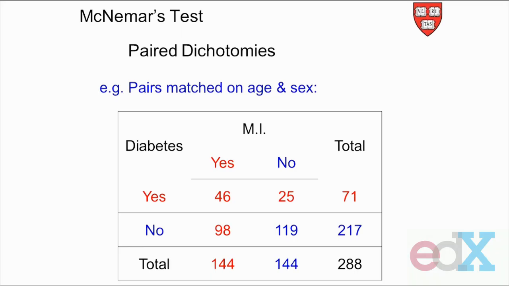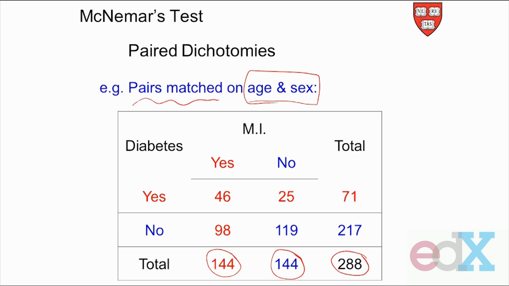Okay, one very important 2x2 table is when the data actually represent matched pairs of matched data. So for example, here we had a matching between two individuals and they were matched on age and sex. Okay, and they were 288 individuals. But because of the matching, we shouldn't consider them as 288, but rather 2 times 144. Rather, consider them as 144 couples.